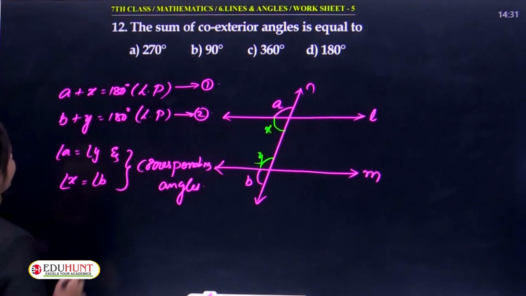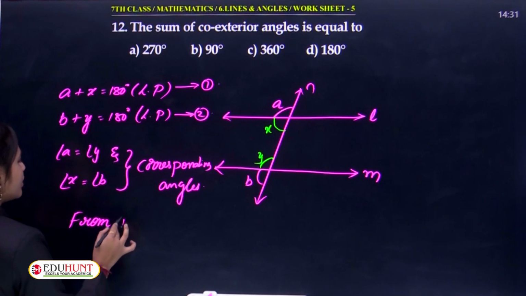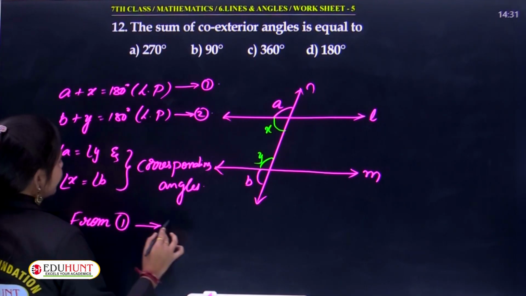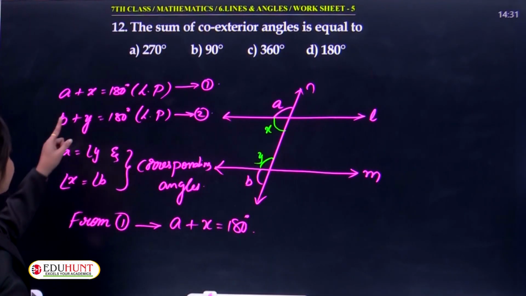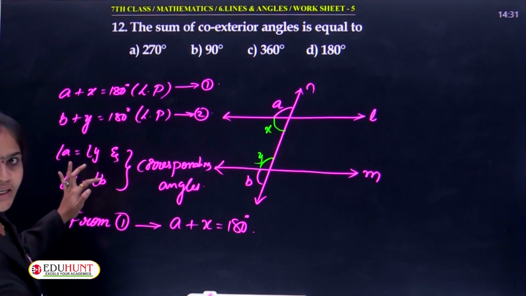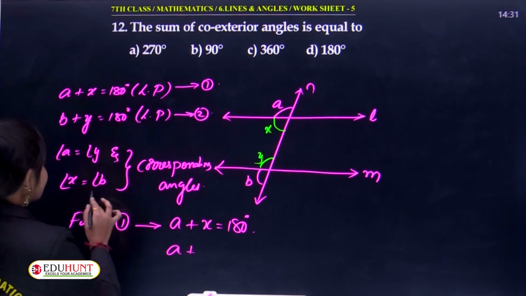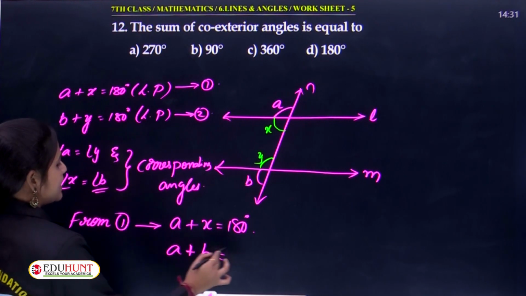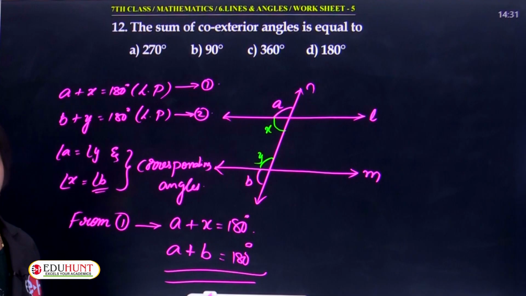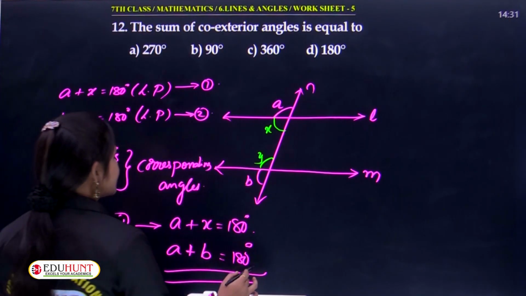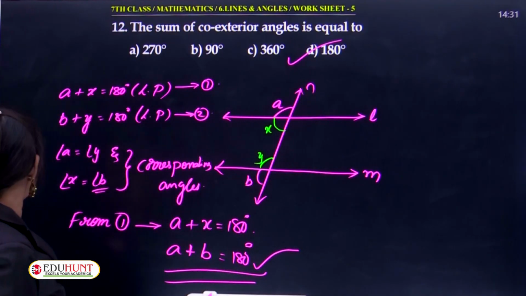Corresponding angles. Now from 1 or 2, that is your wish, from 1 we have A plus X is equal to 180 degrees. In place of X you can replace B, since X is equal to B, and in place of Y you can replace A. So A plus B is equal to 180 degrees. Now A and B are co-exterior angles only, no? So the sum of co-exterior angles is equal to 180 degrees. Option D. Okay?